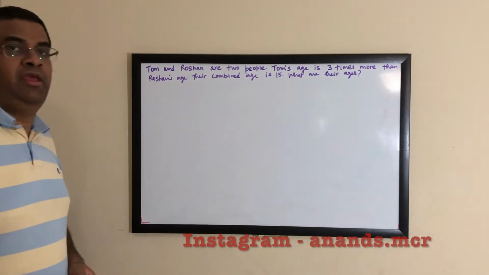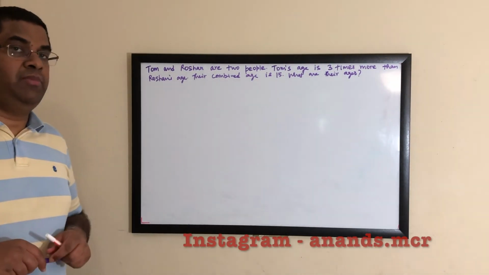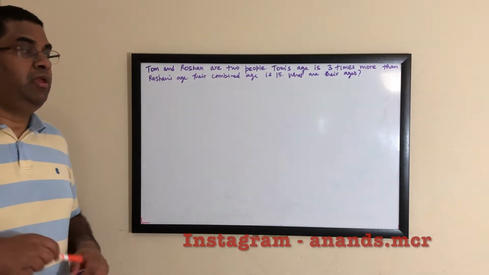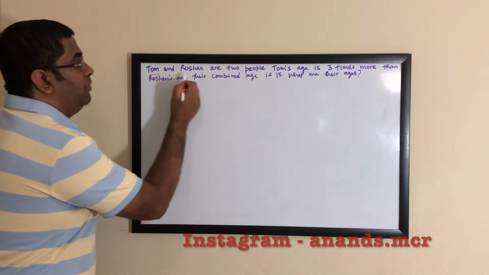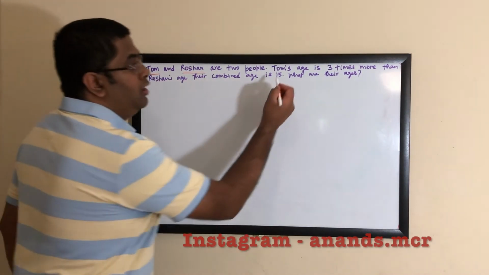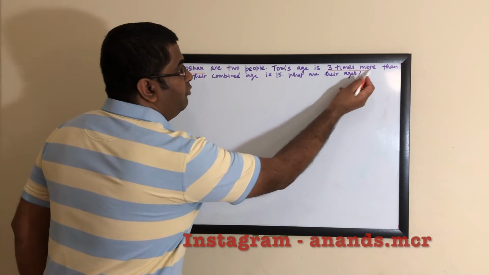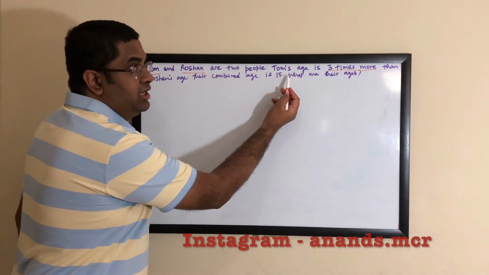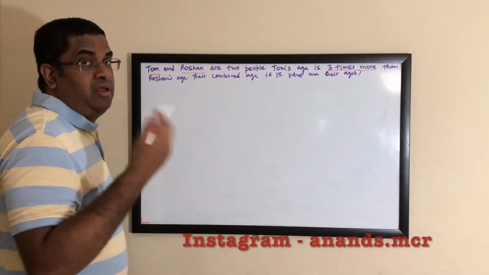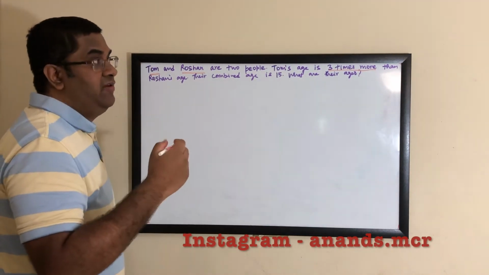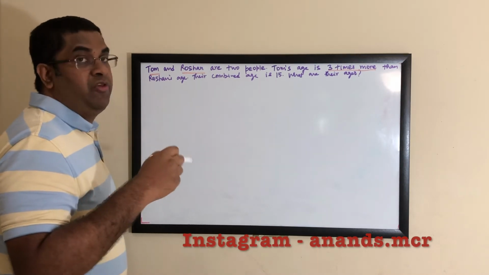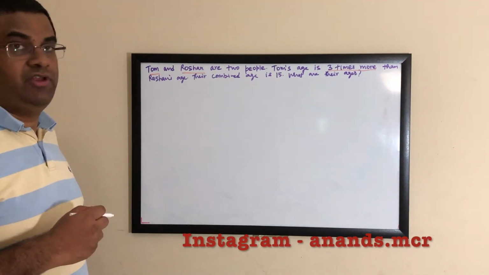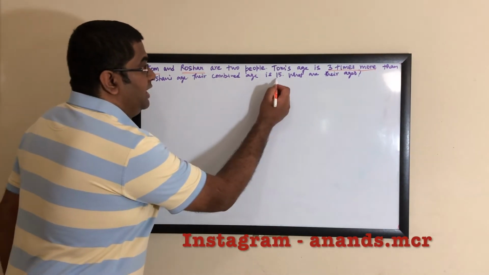What are their ages? Here again, let us follow the golden mantra of underlining the key pieces of information that is available in the problem. Again, Tom and Roshan are two people. Tom's age is 3 times more. Friends, here is where you have to notice the catch. The problem is not given as Tom's age is 3 times Roshan's age. Rather, it is given as Tom's age is 3 times more than Roshan's age. I'll tell you how to construct the equation for this. And the combined age is 15.